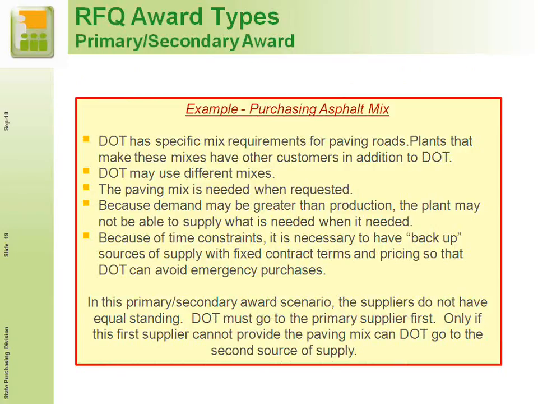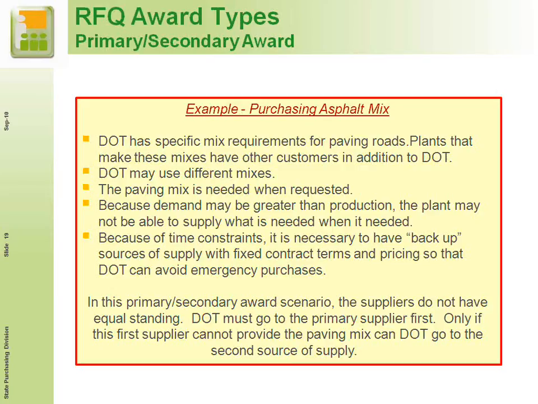Plants that make these mixes have other customers in addition to DOT. DOT may use different mixes. The paving mix is needed when requested, so it's on short order. Because demand may be greater than production, the plant may not be able to supply what is needed when it is needed. And because of time constraints, it's necessary to have a backup source of supply with fixed contract terms and pricing so that DOT can avoid emergency purchases.